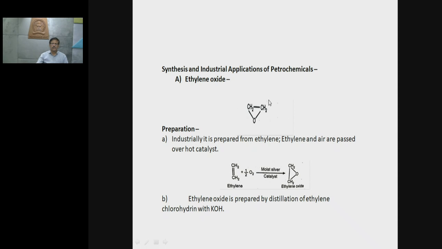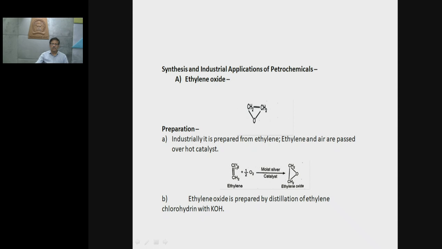This is the structure of ethylene oxide, CH2CH2, and both carbons are bonded to a single oxygen by using the oxide ring. Synthetical method. So see the first synthetical method. Industrially it is prepared from ethylene. Ethylene and air are passed over hot catalyst.